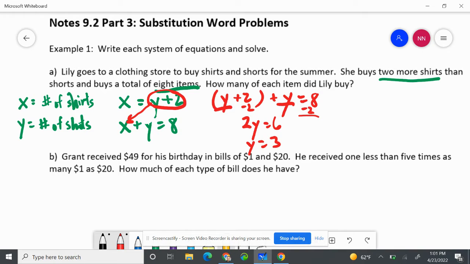So that means there are 3 pairs of shorts. And if we plug in the 3, 3 plus 2 is 5. So there are 5 shirts. The number of shirts is 5, and the number of shorts is 3.